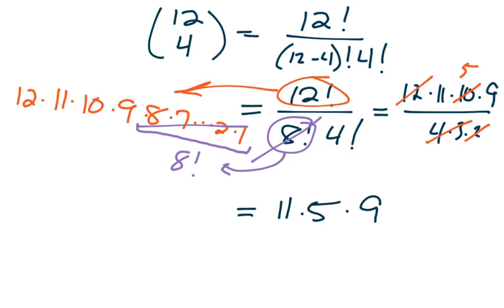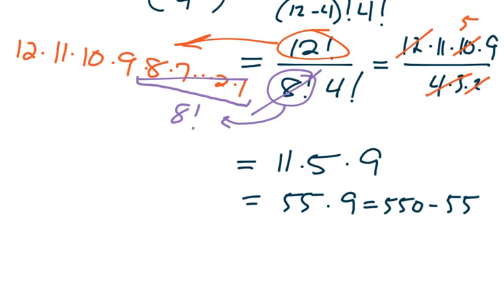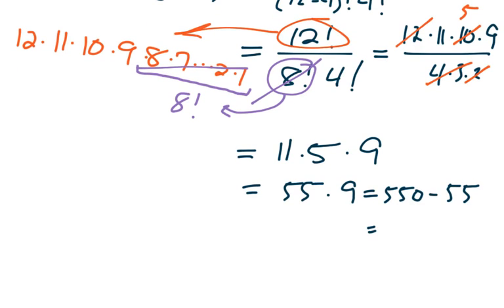Oh, is there a clever way to do this multiplication? Maybe. So this is 55 times 9. Now, if this were 55 times 10, that would be 550. But it's times 9, not times 10. So subtract 55 from that. And so this is 495.